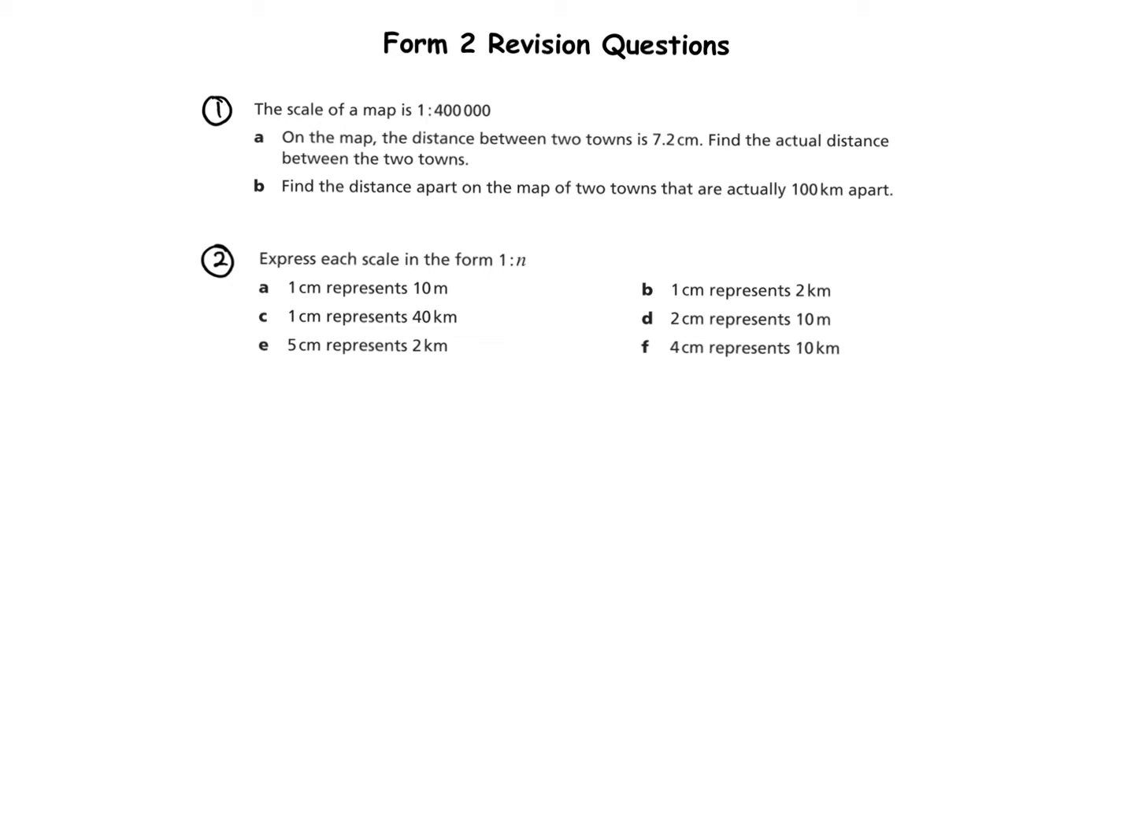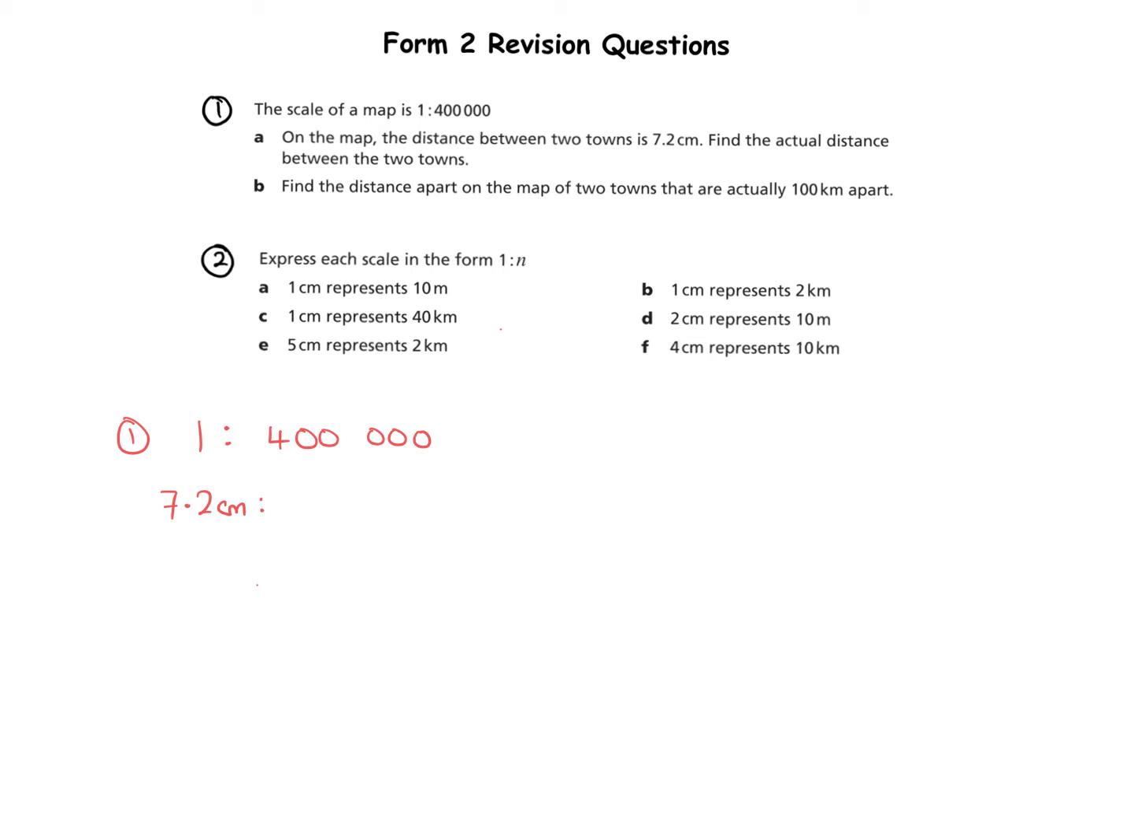Okay, then some answers to the second sheet of revision questions. So question 1 gives you that a map scale is 1 to 400,000. It says on the map, the distance between two towns is 7.2 centimetres. Find the actual distance between the two towns.